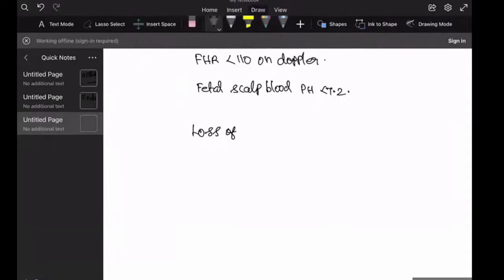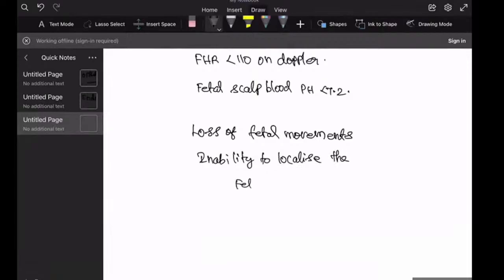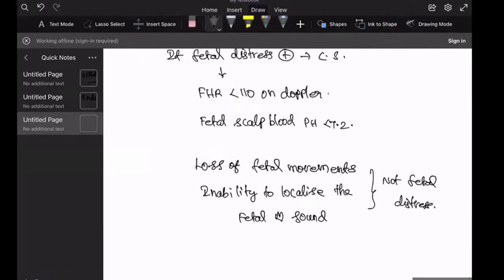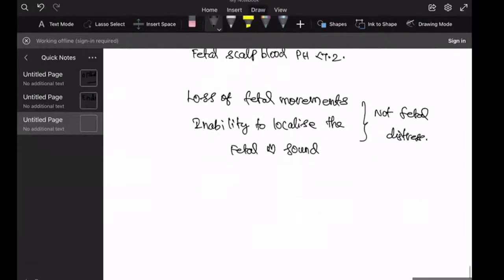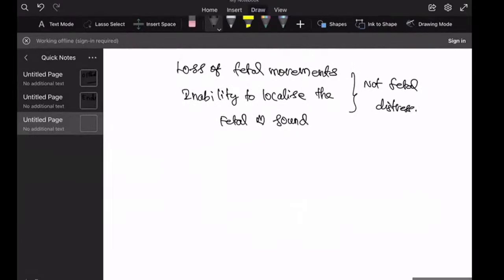Loss of fetal movements, or inability to localize the fetal heart sound, these are not signs of fetal distress. We have to localize the fetal heart rate, and if it is less than 110 on Doppler, or if the fetal scalp blood pH is less than 7.2, then only we can say it is fetal distress, not by loss of fetal movements or inability to localize the heart sounds.